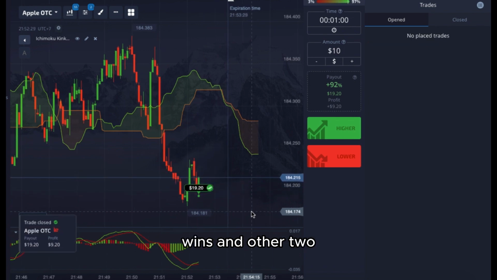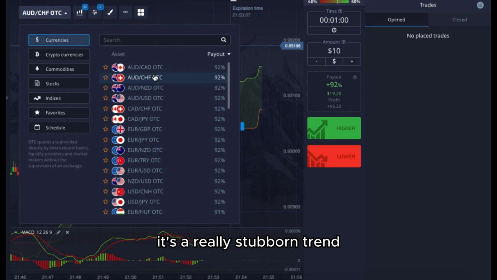4 net wins, another 2. Let's get back to currencies. It's a really stubborn trend.